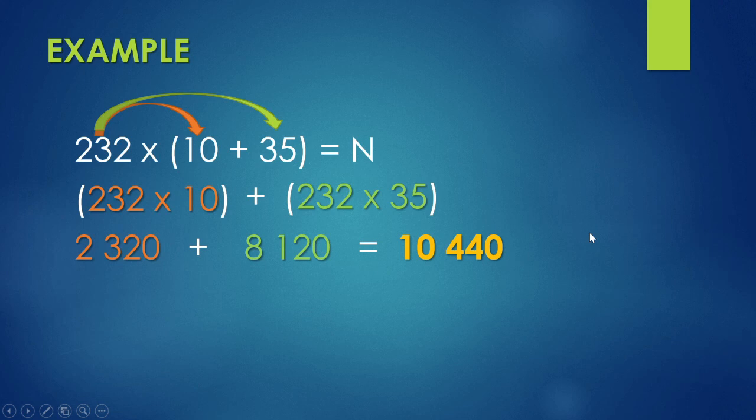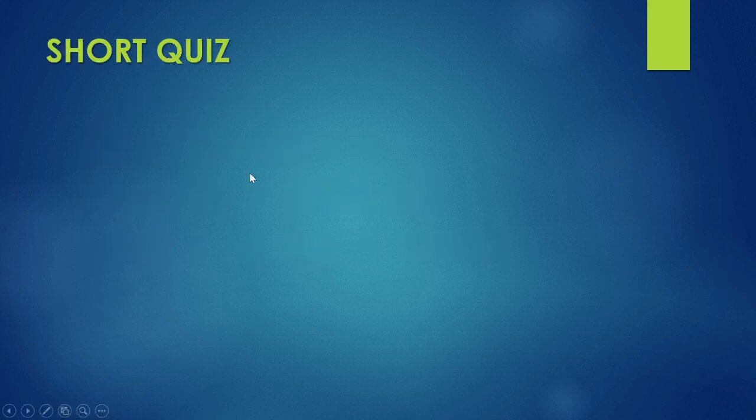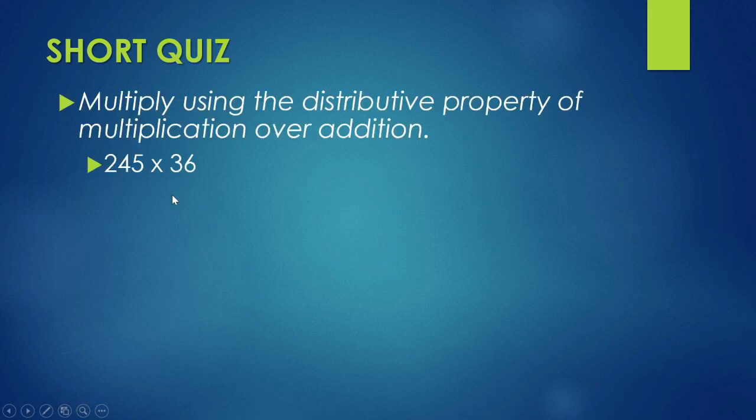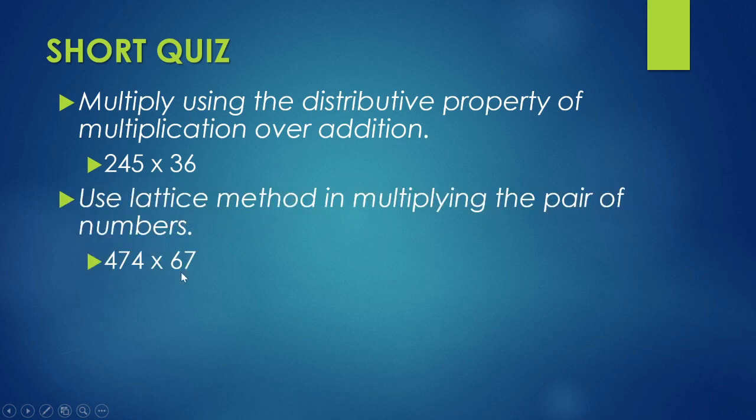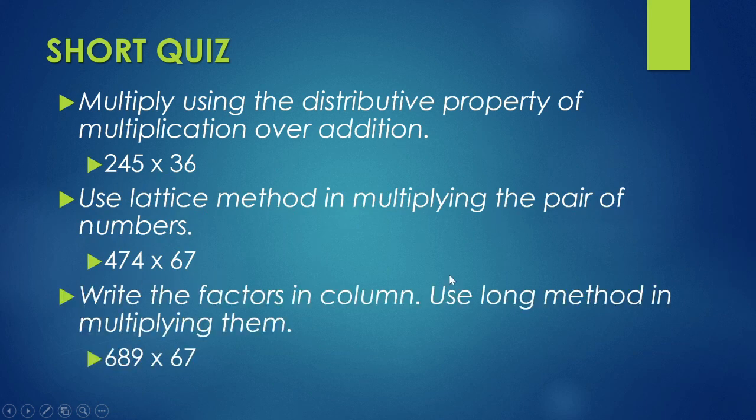Next, since you already know how to multiply numbers using the long method and the lattice method, and of course using the DPMA, we're going to have a short quiz. This will be due tomorrow, and you're going to answer this. Use the distributive property of multiplication over addition in multiplying 245 and 36. Another, use the lattice method in multiplying 474 by 67. Another, write the factors in column, then use the long method or long multiplication in multiplying 689 by 67. So this will be your quiz number 1 to be submitted tomorrow.